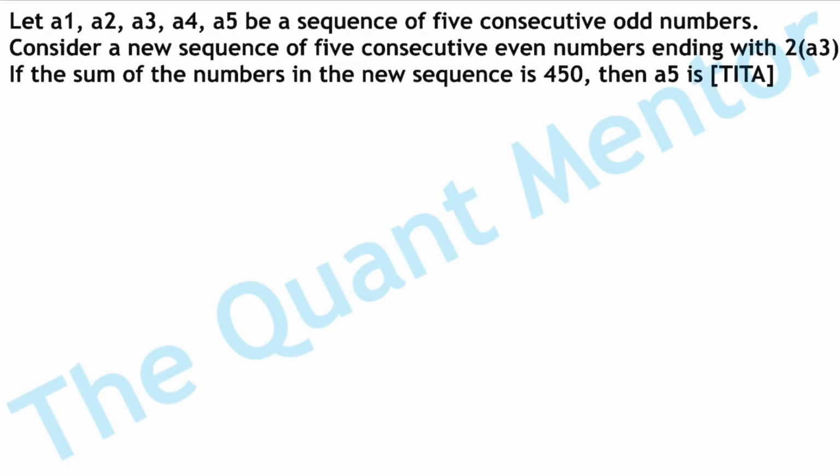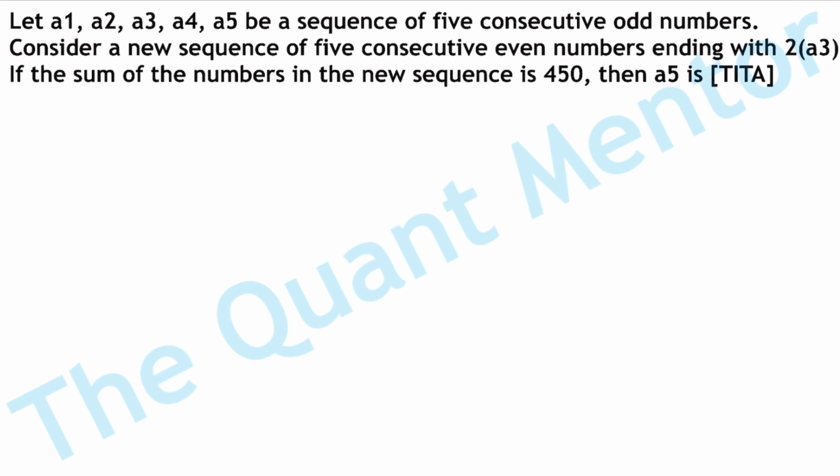Alright guys, let's look at this next question from CAT 2017, the second slot. Let A1, A2, A3, A4, A5 be a sequence of 5 consecutive odd numbers. Consider a new sequence of 5 consecutive even numbers ending with twice of A3. If the sum of the numbers in the new sequence is 450, then A5 is?